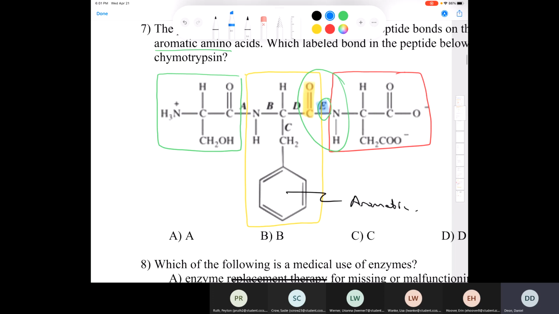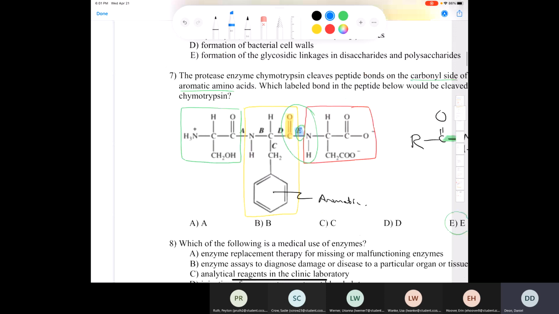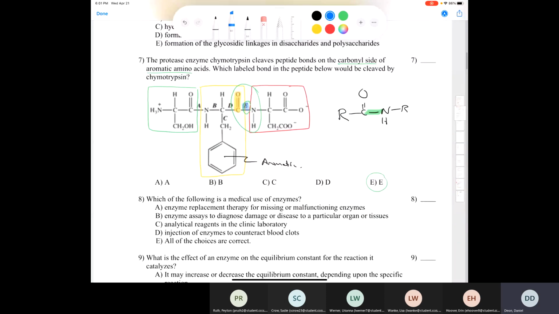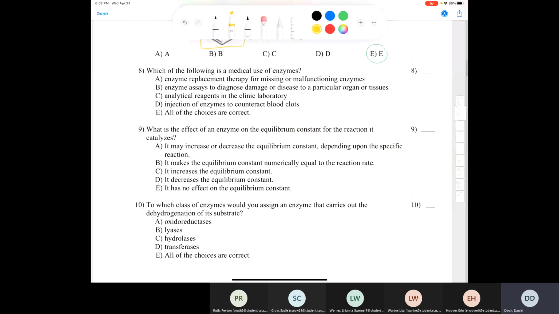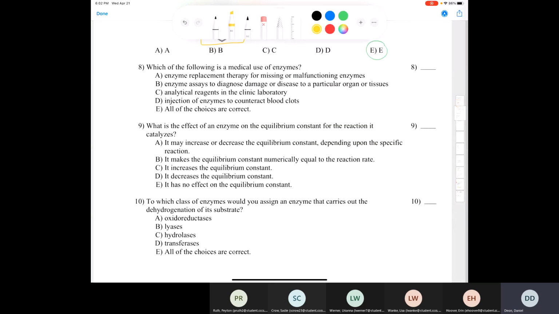Give me a thumbs up if that makes sense, or stop me if you have a question about that one. I want my students to be able to recognize structure and recognize functional groups and bonds. Okay, cool. All right. Well, again, stop me if you have a question about those kinds of things, because I consider those very, very important.